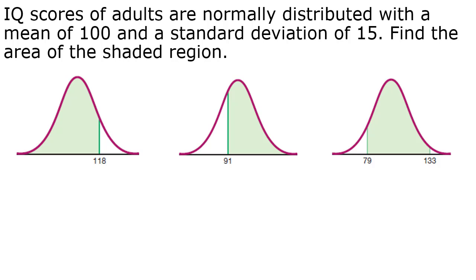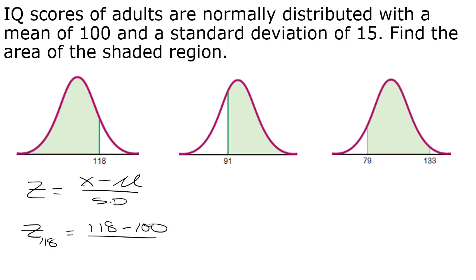Now, if you wanted to, you could, of course, convert all of these to z-scores, right? You could use the simple z-score formula. Your z-score equals your x value minus the mean all over the standard deviation. So in the case of this first one, a z of 118 would equal 118 minus the mean, which is 100, all over 15. We get 18 over 15. And if we stick that in our calculator, we get 1.2.